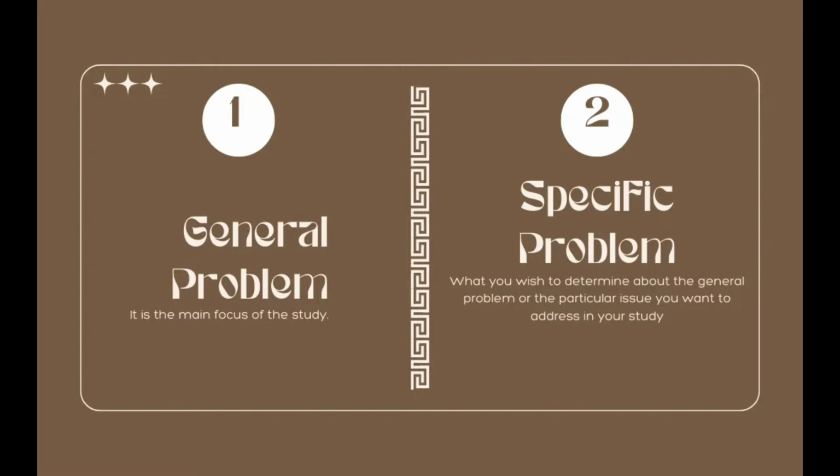Number one, you should have a general problem. It means that it will talk about the main focus of the study. Number two, we have the specific problem. This is where we wish to determine the particular issue you want to address in your study or in your research.